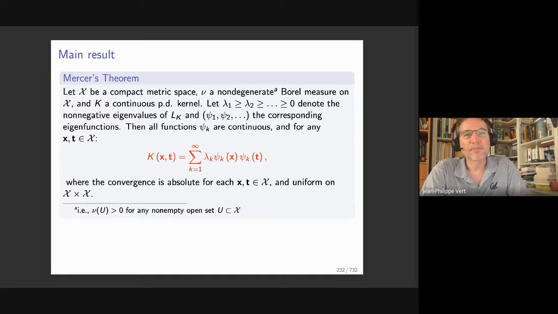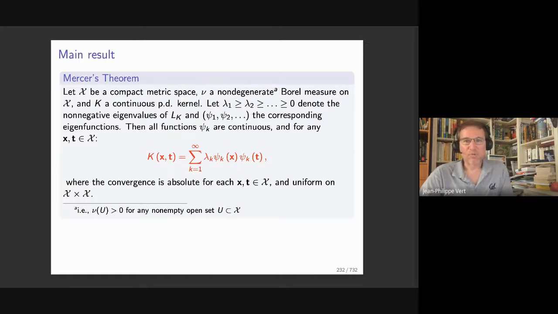So this is the nu. And if we have a continuous positive definite kernel, so this means that we have a Mercer kernel, then if we define the eigenvalues as lambda 1, lambda 2, etc., and corresponding eigenfunctions psi 1, psi 2, so these are the eigenvalues and eigenfunctions of the operator Lk, then all functions psi k are continuous, we just saw it. And importantly, for any two numbers x, t, we can write that the number k of x, t is the sum for k equal 1 to infinity, so it's a limit, of lambda k times psi k of x times psi k of t. And the convergence, in fact, is absolute for each x, t in X and uniform on X times X.